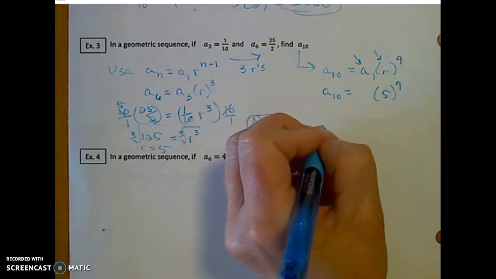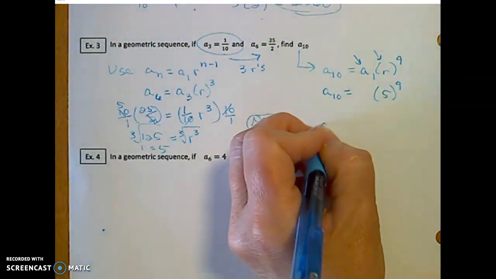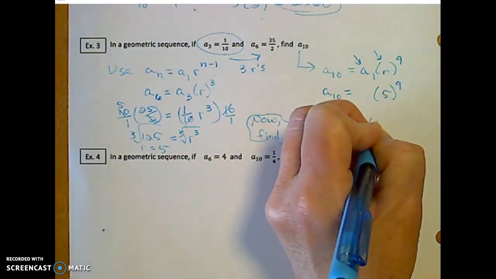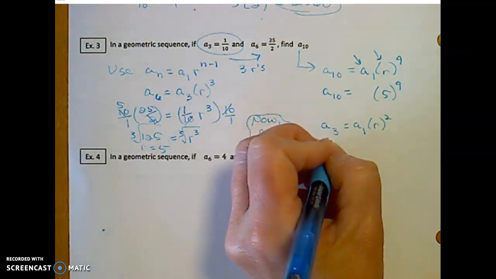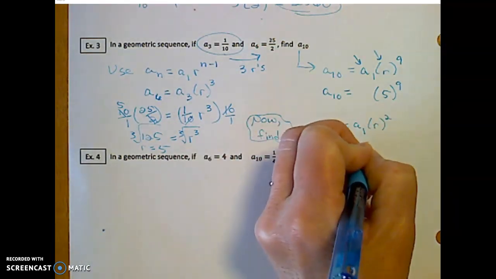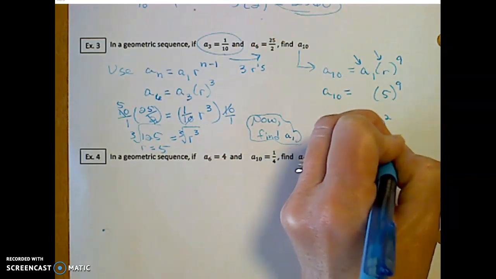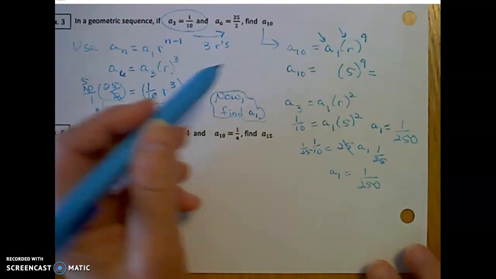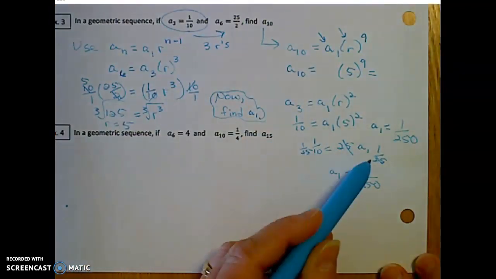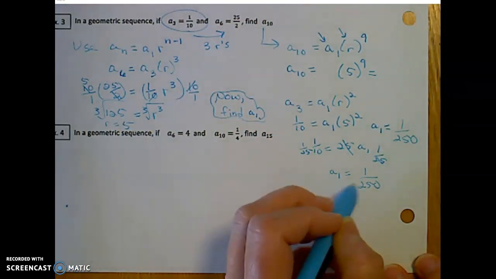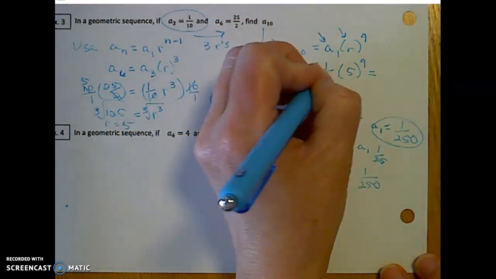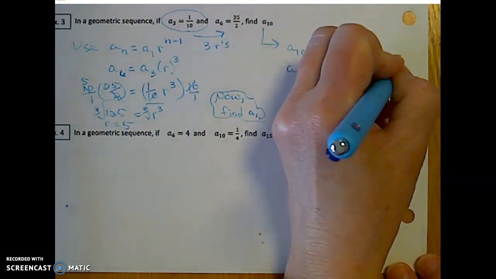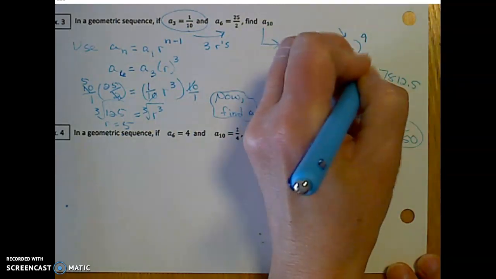Let's do something similar to that. I'm going to use a sub 3 and say a sub 3 will really just be a sub 1 times my ratio twice. Plug in what I know. A sub 3 is 1/10. I need to find a sub 1. We found our ratio is 5 squared. Take a moment and solve for a sub 1 if you would. Okay, see if you agree that when I solve for a sub 1, multiply both sides by 1 over 25, I got 1 over 250 for a sub 1. And then to find that 10th term, please multiply all that out. I get 7812.5.